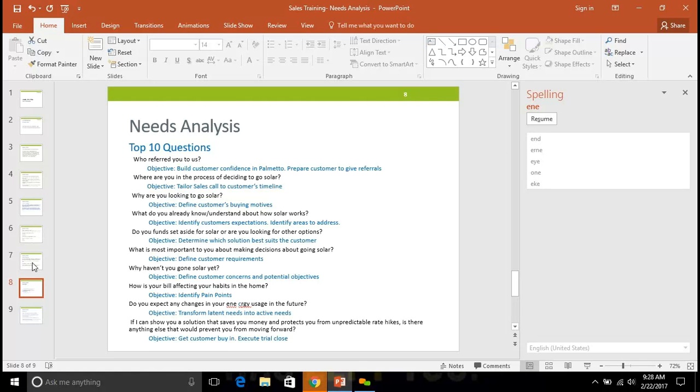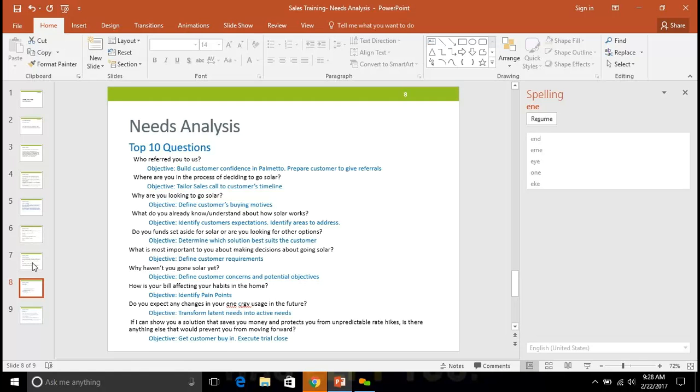How is your bill affecting your habits in the home? It's a great question. And if people can say, well, I can't do this or I can't do that because my electric bill is too high, that's a real pain point for people. Do you expect any changes in your energy usage in the future? That transforms latent needs into active needs. You guys can tell by this slide I was probably getting really tired while I was building the slide deck. So I'll clean this up, but you guys get the gist.